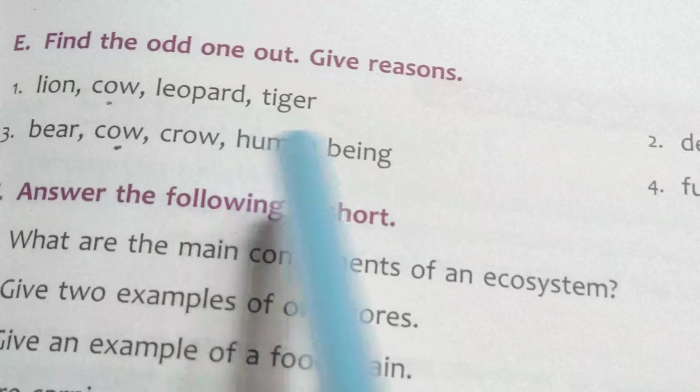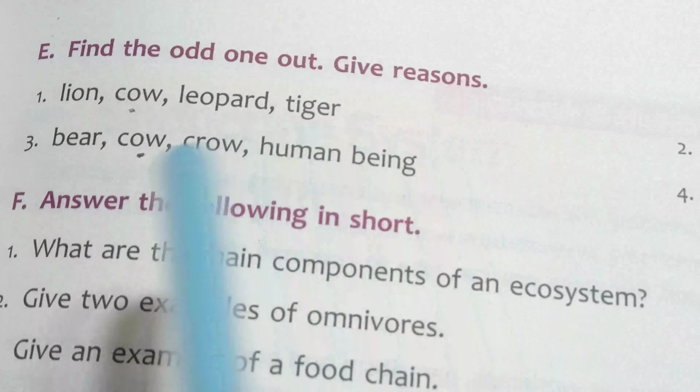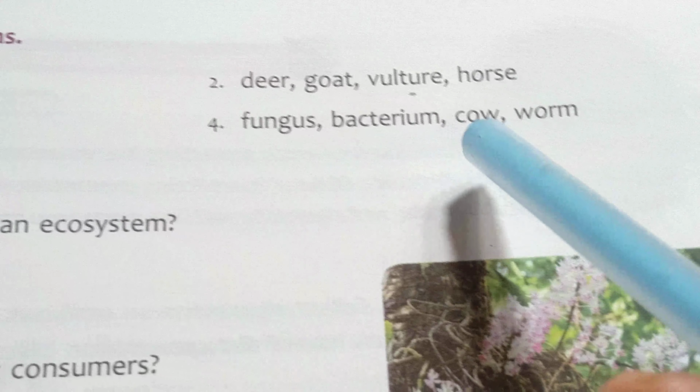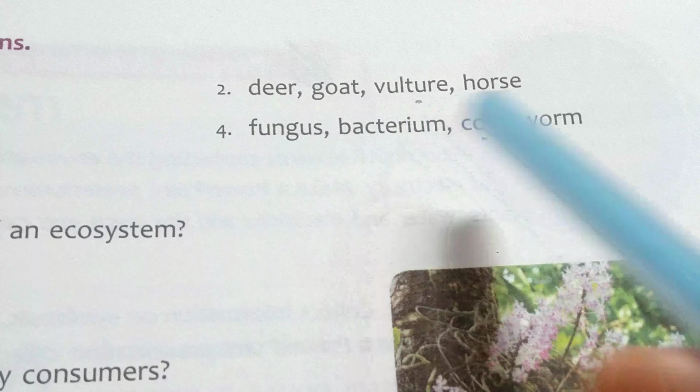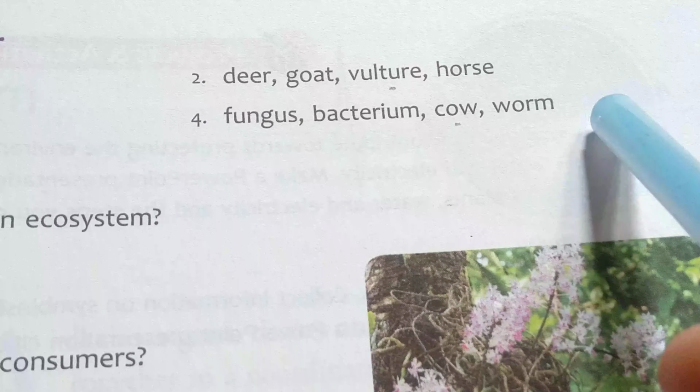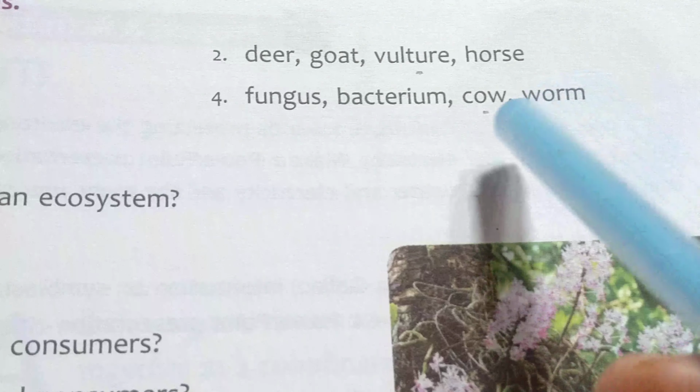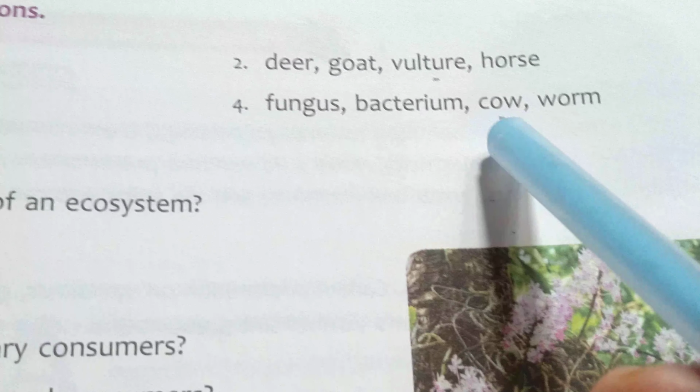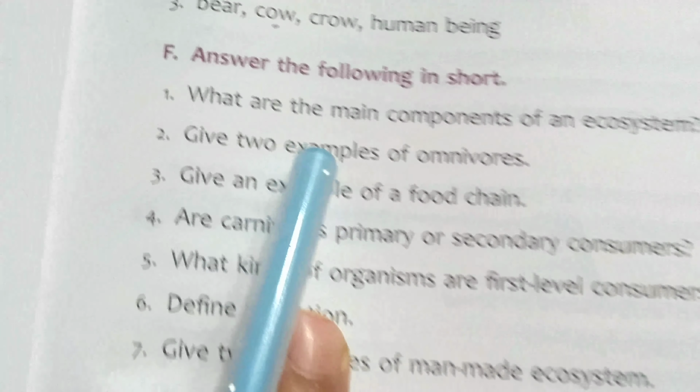Bear, cow, crow, human being. Bear, crow, human being, they are omnivores. But cow, herbivore. Fungus, bacterium, cow and worm. Fungus, bacterium, worm, they are microorganisms. They act as decomposers. Whereas cow is a herbivore.